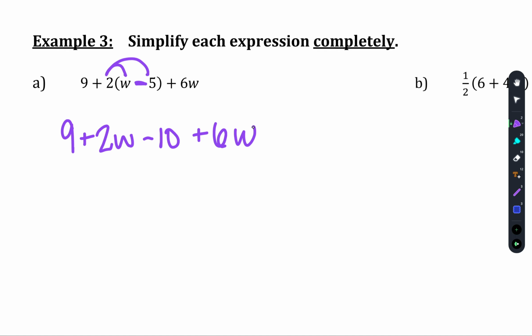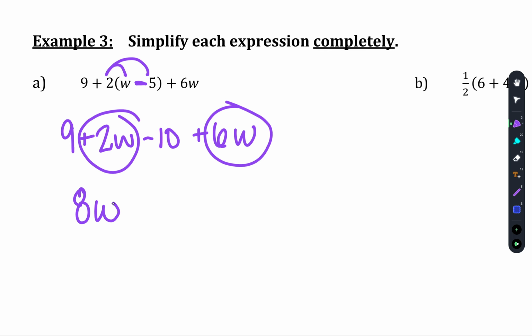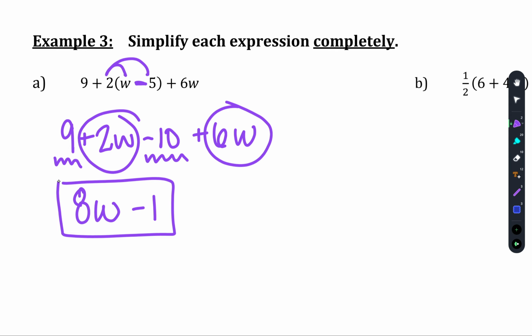Now you might want to underline, box things in, highlight, whatever you got to do. We're finding like terms. Where are my like terms in this expression? Braden. Perfect. Remember, add the coefficients, leave the variables alone. That should be 8w. What else is a like term here? Braden. Yeah, 9 and -10. So 9 minus 10, -1. Simplified. Perfect. Questions?